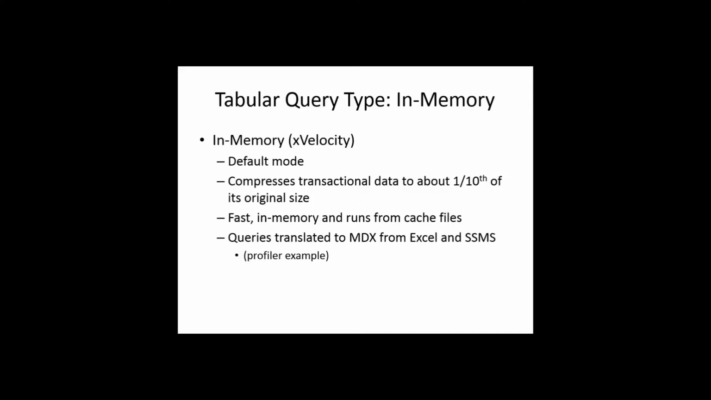So this is the huge compression, keeping everything in memory. This is tabular database. It's the default. It's what it does at its core. And what it's going to do there in xVelocity is, in the default mode, it compresses my transactional data to about 1/10 of its original size. So getting about 90% compression, which is huge in regards to keeping all that stuff in memory.